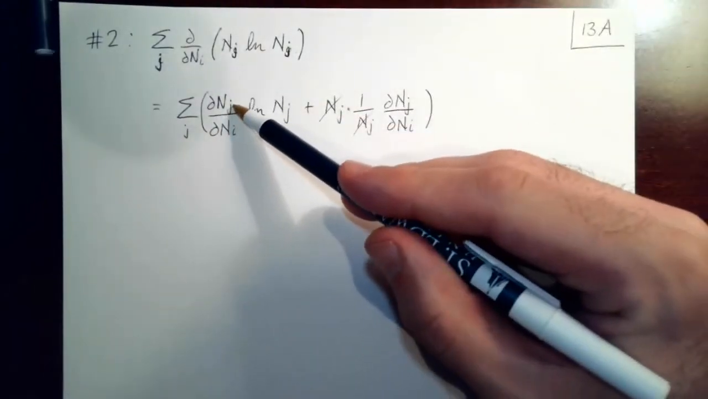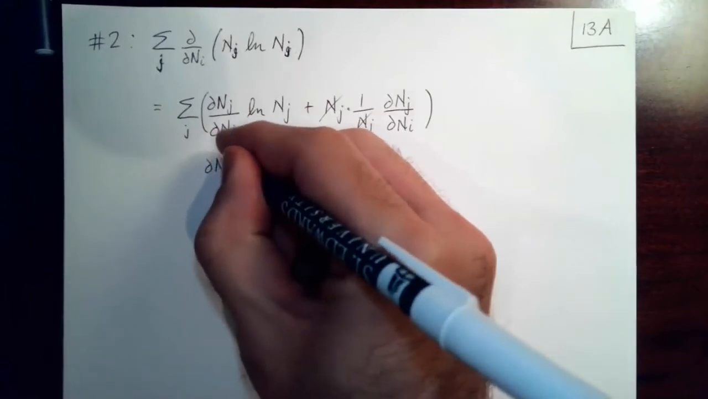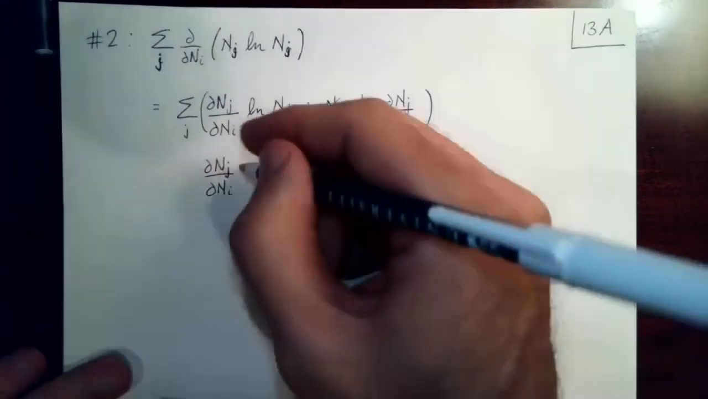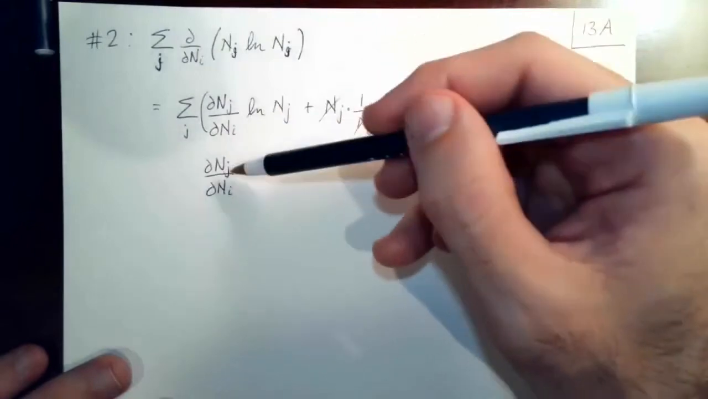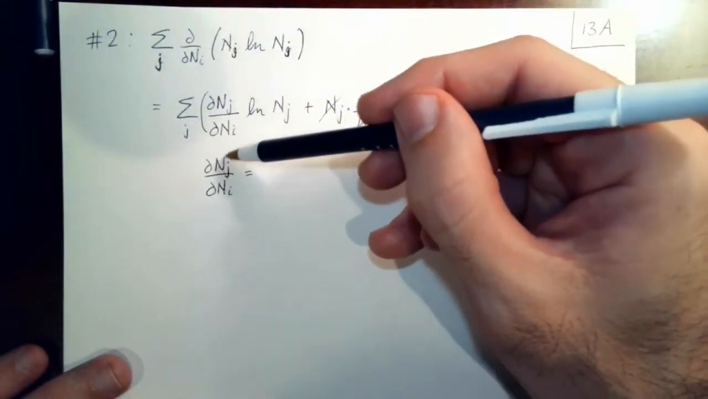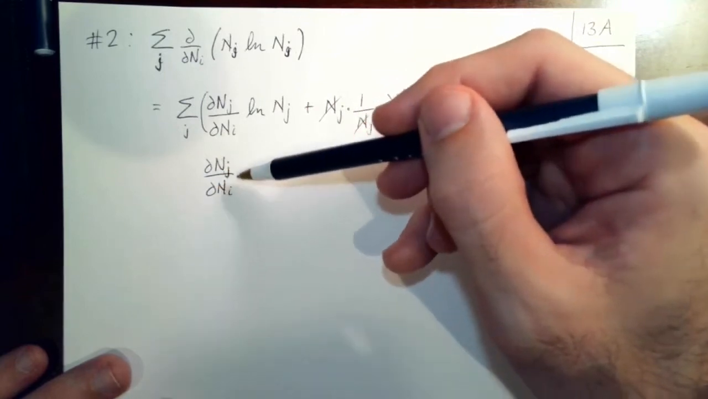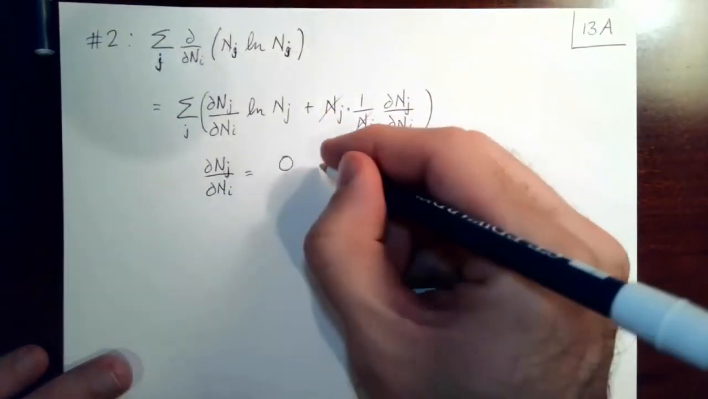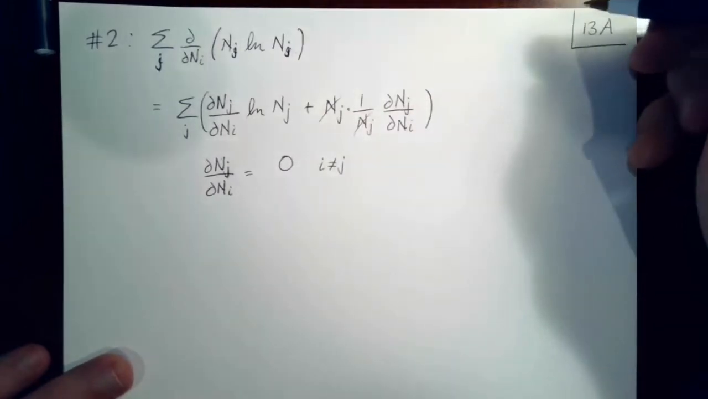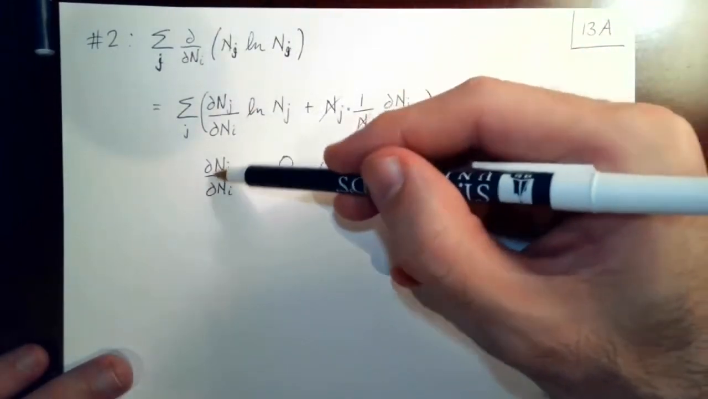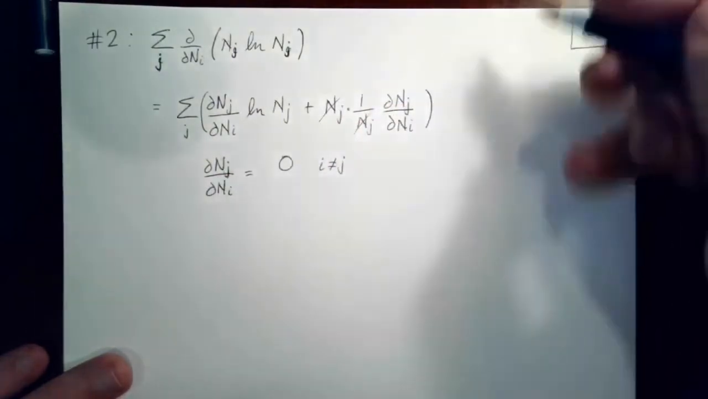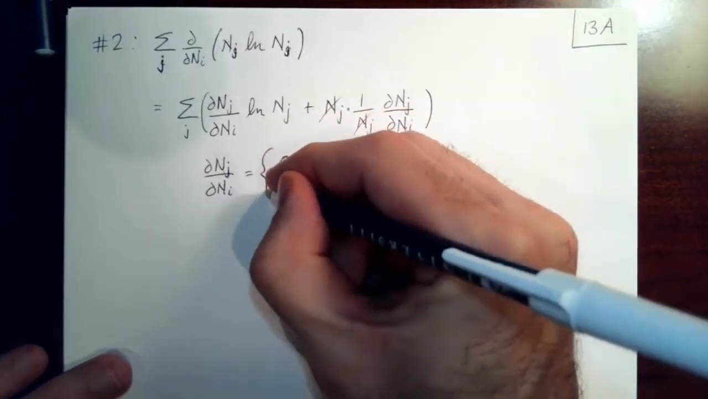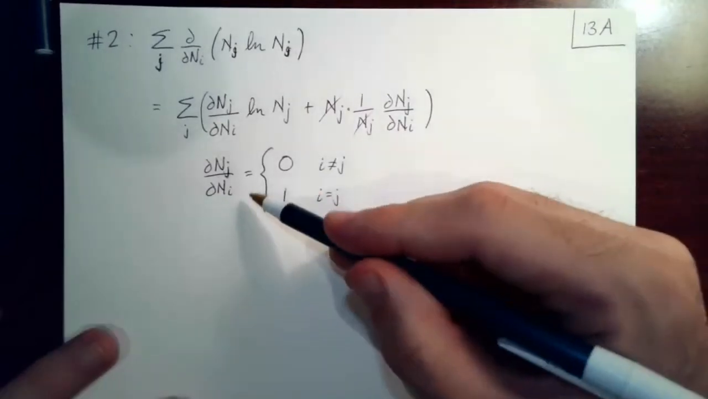Now let's look at these derivatives. The derivative of nj with respect to ni. What does that equal? Again, the variables are all independent, okay? So if i and j are unequal, then that's like the derivative of n1 with respect to n naught, or the derivative of n3 with respect to n1. As long as i and j are different, then we're going to get 0. So this derivative is equal to 0 if i is not equal to j. However, if i does equal j, then I have the same variable in the numerator and the denominator, and so that derivative simplifies to 1. And so that's if i equals j. So this derivative is either 0 or 1, depending on the relationship between i and j.